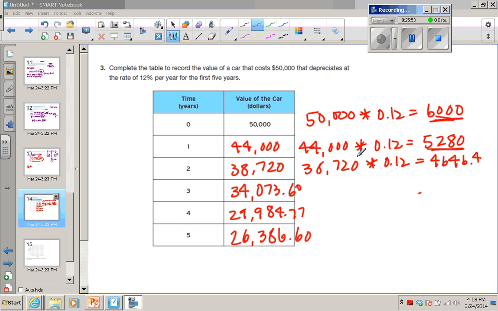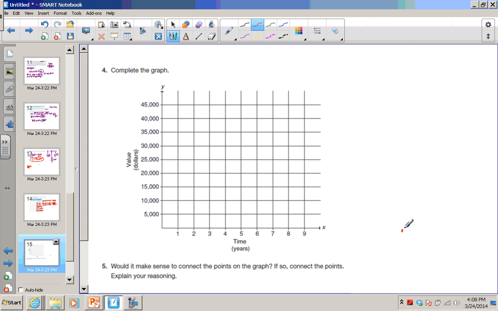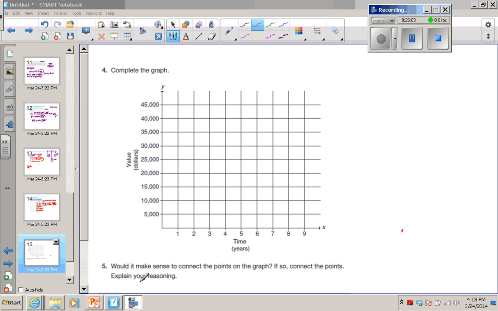So hopefully you were able to get that. I kind of stopped showing work here, but you just follow that same process. You take the new price, multiply by 12%, subtract it back off, and go to the next one. And the last part of this is just to create a graph of the data. So go ahead and plot those points. There should be 6 of them starting with the origin, and then come back and check.